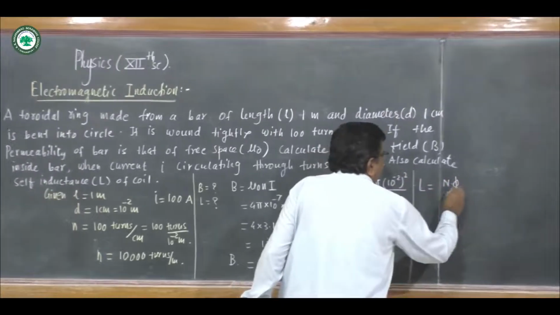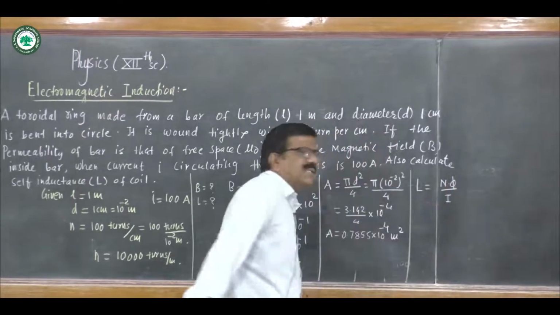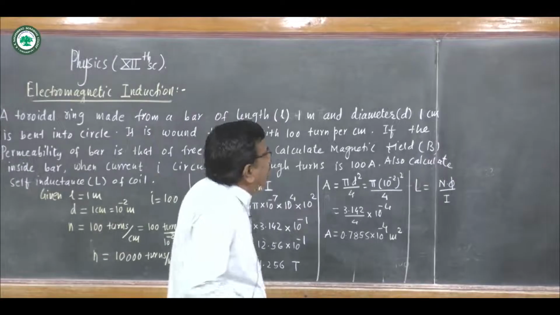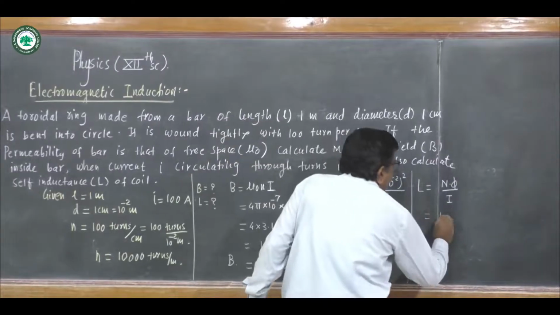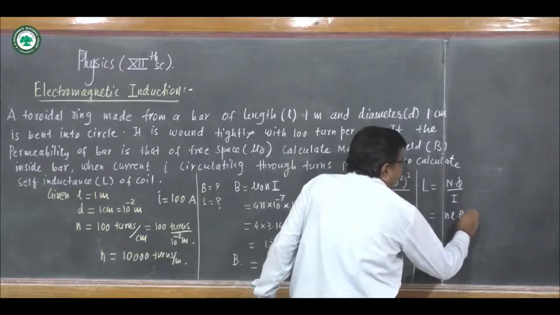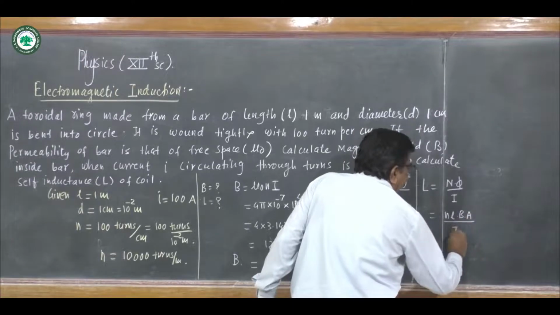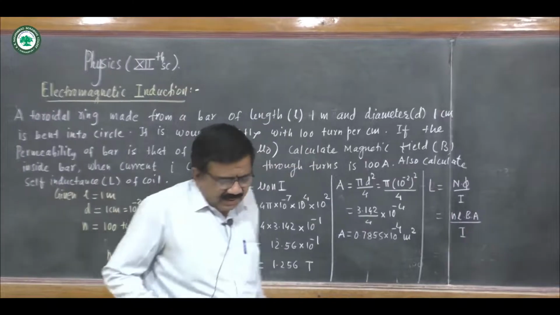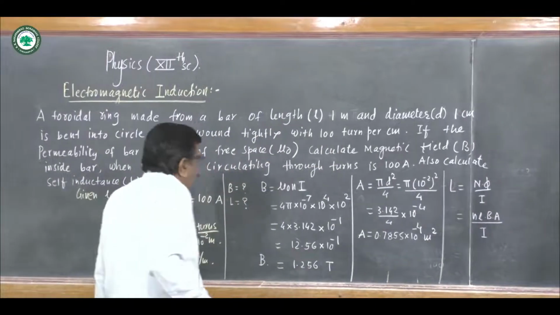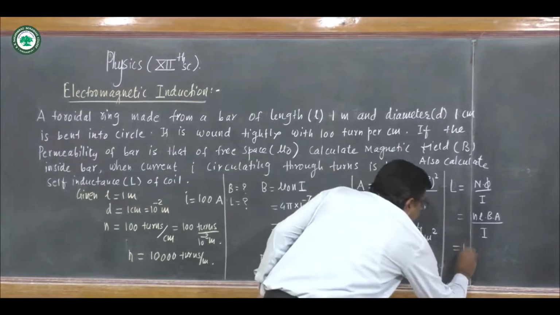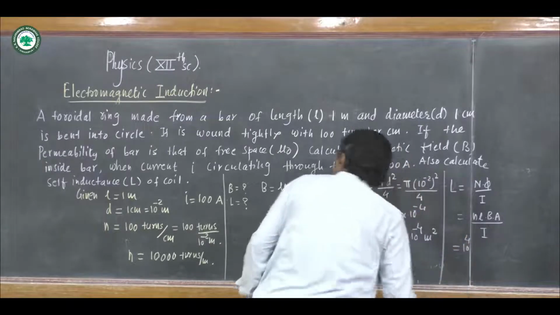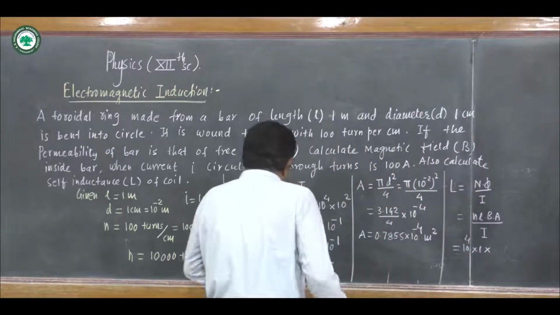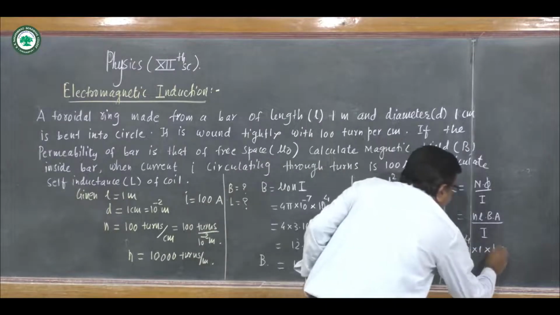N into phi, a very simple formula: N phi upon I, but capital N is n into L, and phi is BA. So L is n L upon BA into I, where small n we know is 10 raised to 4, L is 1, B is 1.256.